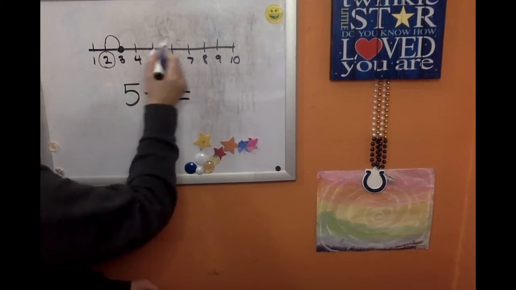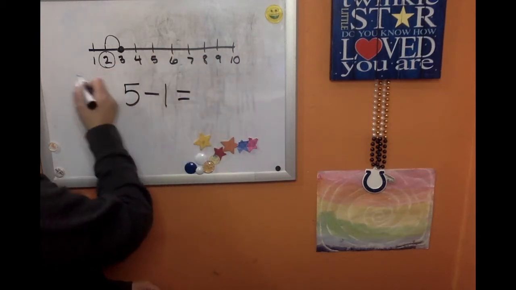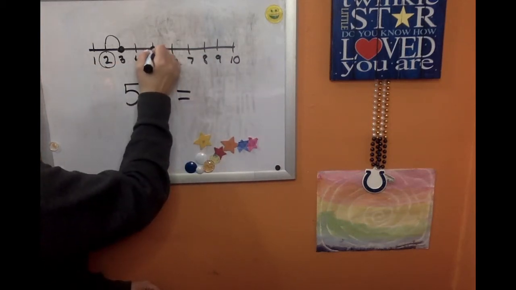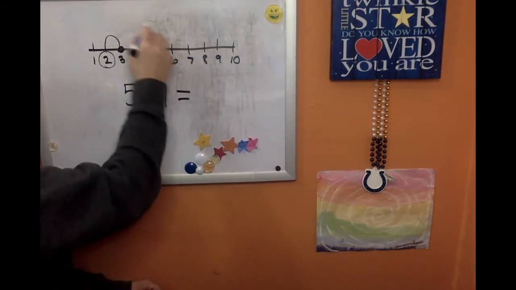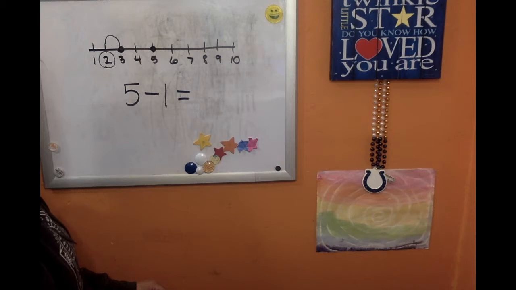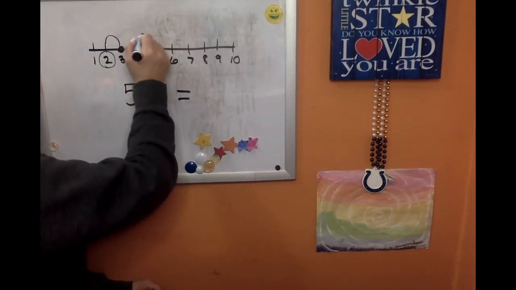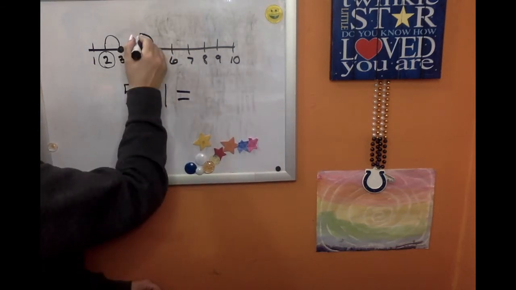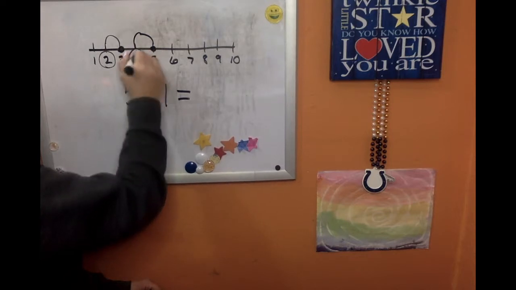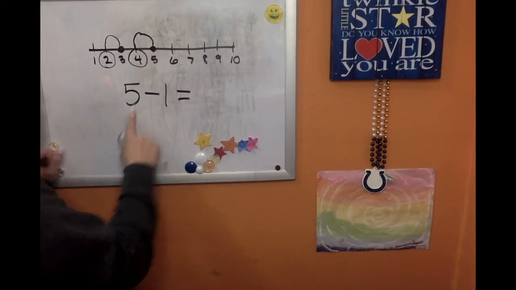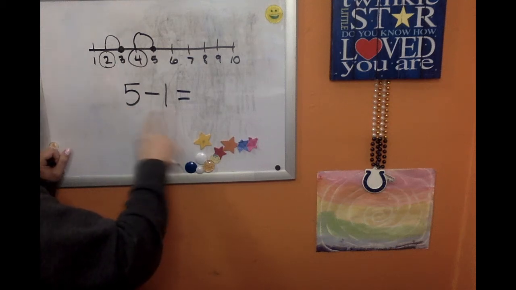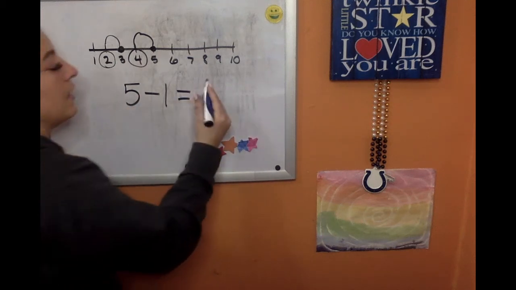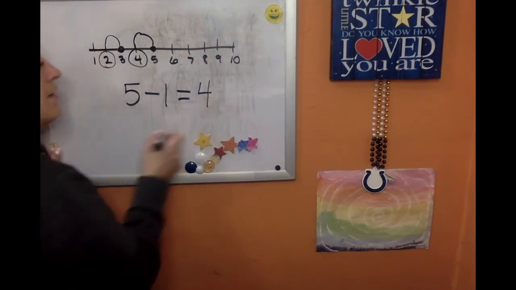Our next problem is 5 minus 1, or 5 subtract 1, 5 take away 1. Okay, let's find the number 5. Where's 5? There it is. Okay, are we hopping forward or jumping back? We're jumping back. How many times? 1. What number did we land on? 5 take away 1. 5 minus 1 equals 4.